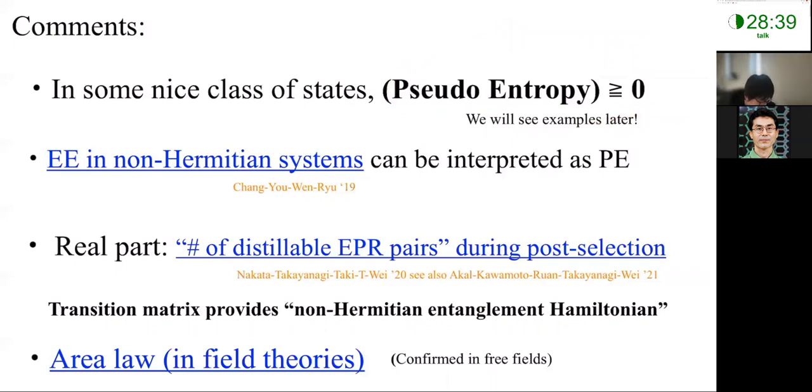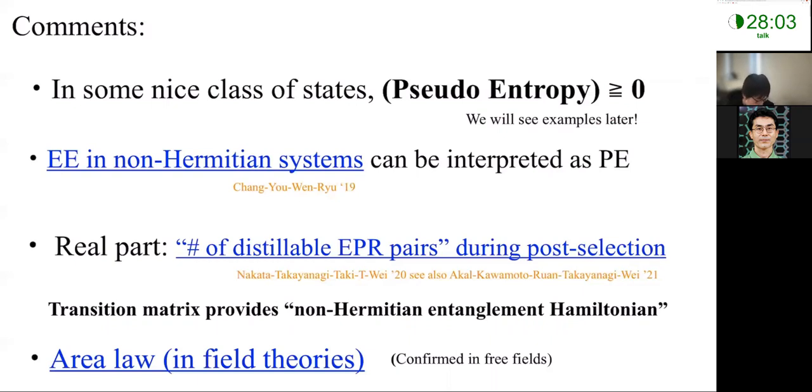And also, if we think about entanglement entropy in non-Hermitian systems, for example, entanglement entropy for an eigenstate in non-Hermitian systems, we can naturally interpret it as a pseudo entropy, because since our Hamiltonian is now not Hermitian, the left and right eigenstates are not the same in general. So in this way, our density matrix is naturally interpreted as the transition matrix in this example.